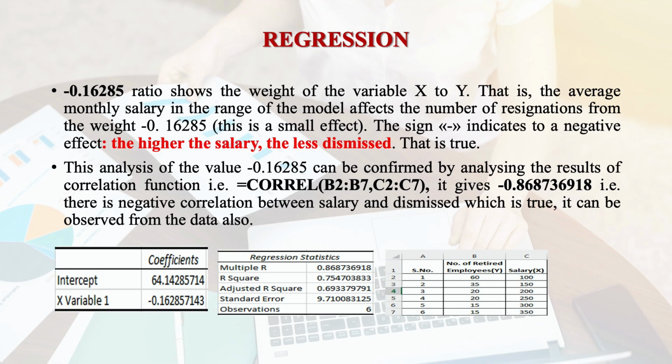So it is quite close to 1, so there is a strong correlation, and the result returned is minus 0.867. So that means this is a negative correlation. That means this establishes that the persons with the higher salary are less dismissed. This negative correlation verifies the result returned by the intercept section of the data returned by your data analysis toolpack.